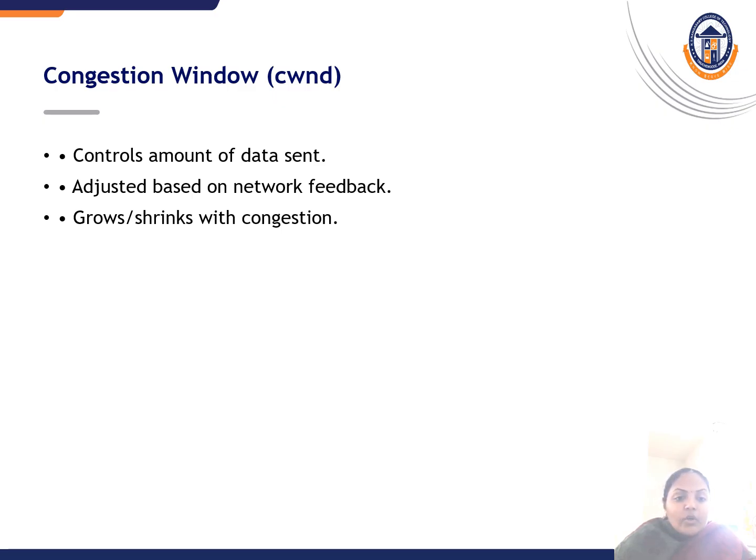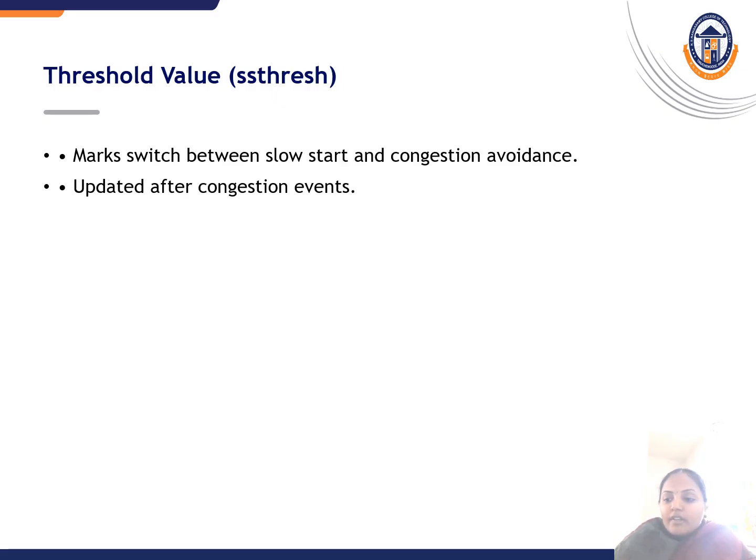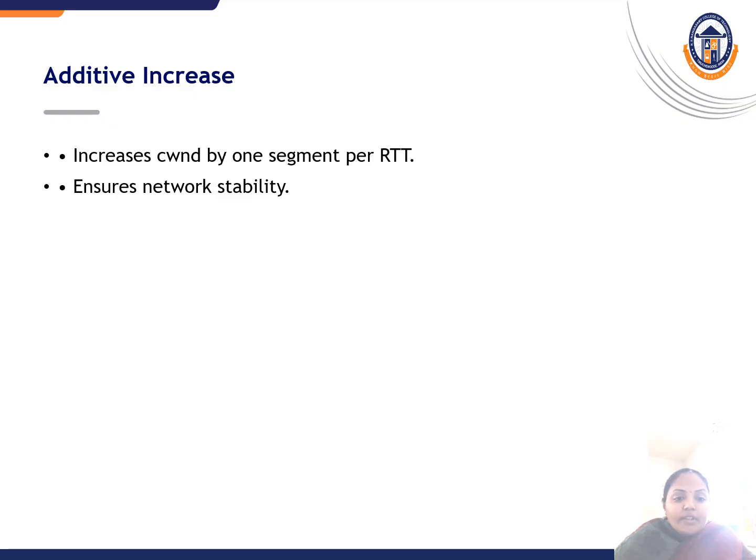Congestion window. It controls the amount of data sent, adjusted based on network feedback, and grows or shrinks with congestion control. The next one, threshold value. It marks the switch between slow start and congestion avoidance, updated after the congestion window. Additive increase: increase the congestion window by 1 segment per round trip time, which ensures network stability.